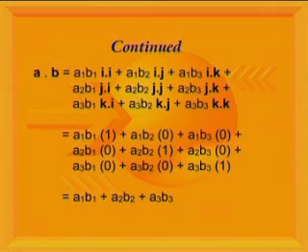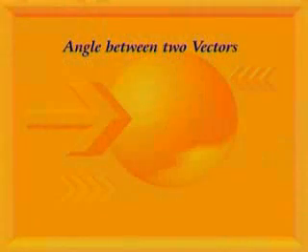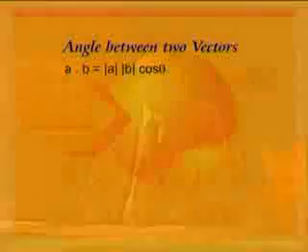So we will reach the result that A dot B is equal to A1 B1 plus A2 B2 plus A3 B3. You can see that this scalar product in this form is very easy. Just multiply the respective components and add them. Angle between the two vectors. Now from this definition, we can easily find what is the angle between them. Let us see.